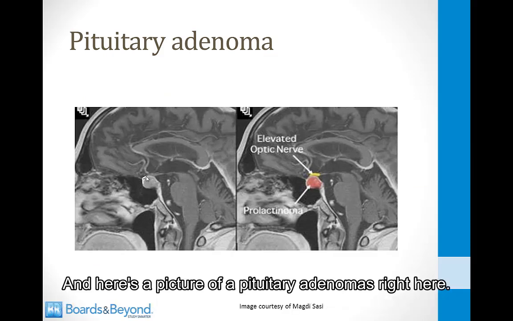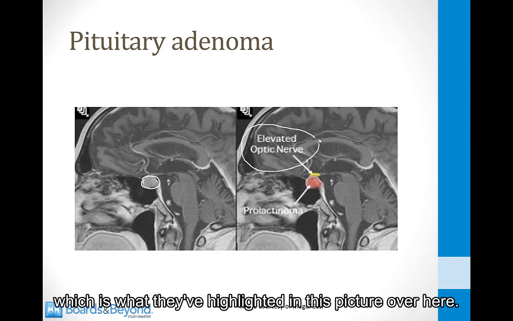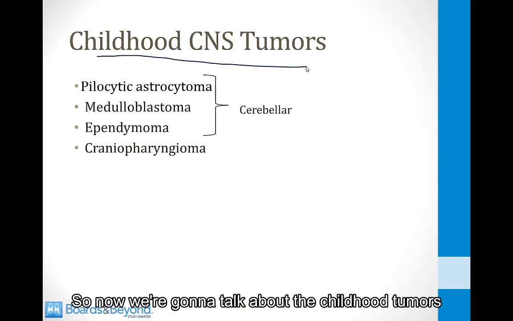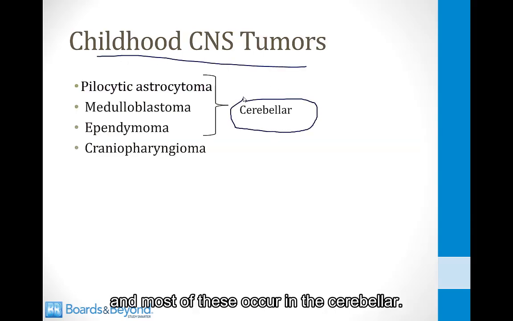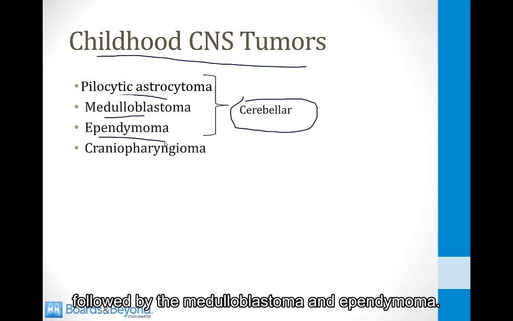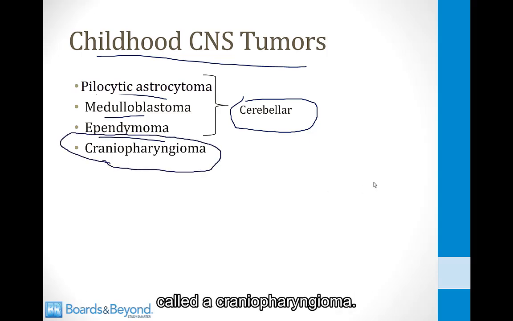And here's a picture of a pituitary adenoma right here, and you can see that it's pushing up on the optic nerve, which is what they've highlighted in this picture over here, and that's why you get those findings of bitemporal hemianopsia. So now we're going to talk about the childhood tumors, and most of these occur in the cerebellum. The most common is the pilocytic astrocytoma, followed by the medulloblastoma and the ependymoma, and then finally we'll discuss a very rare childhood tumor called a craniopharyngioma.